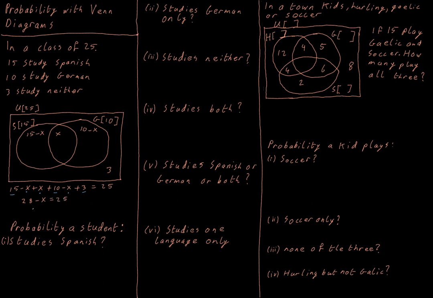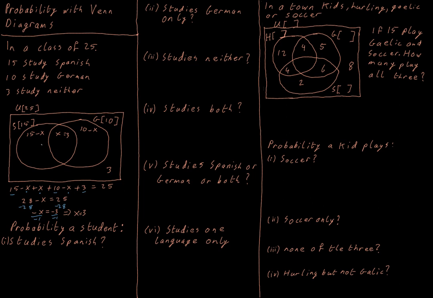Now I need to rearrange this equation in order to find out what X is. So I need to subtract 28 from both sides. So I have X on the left-hand side and numbers on the right. So minus X is minus 3. Dividing by minus 1 or multiplying by minus 1 would work in this case as well. X must be equal to 3. So that means X is equal to 3.